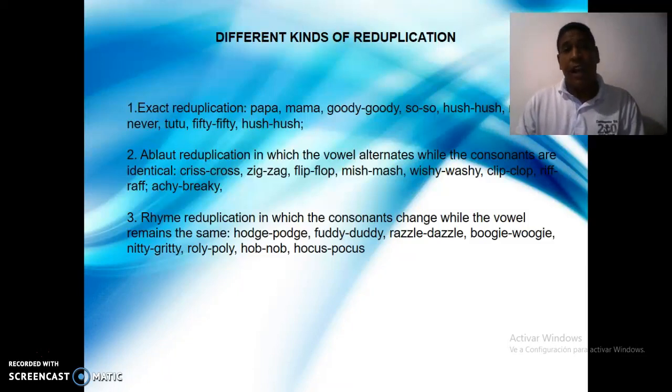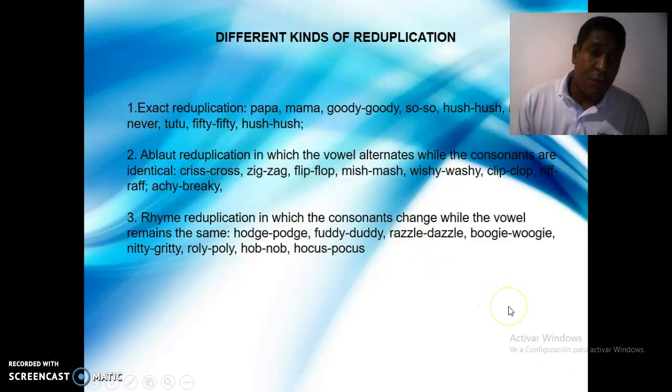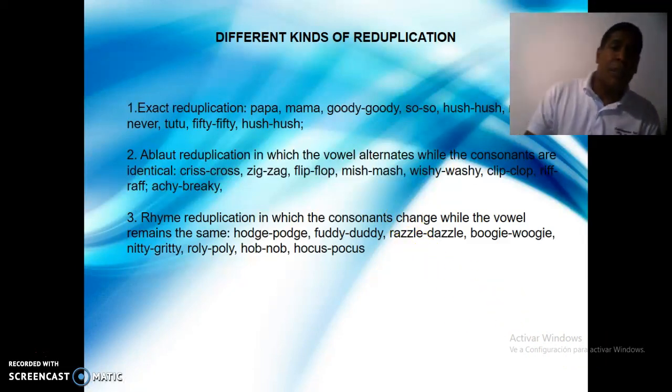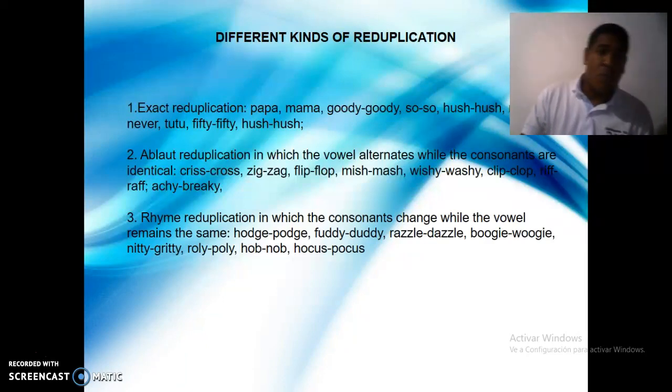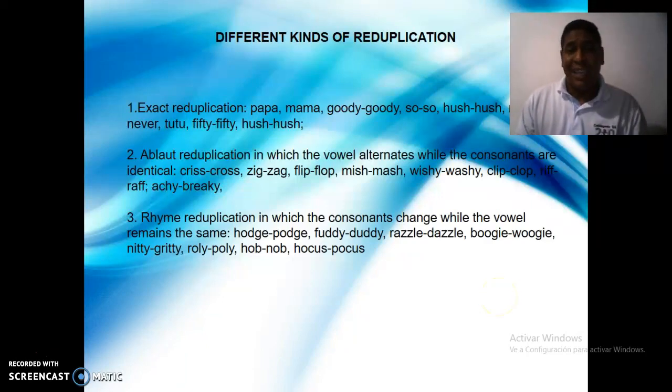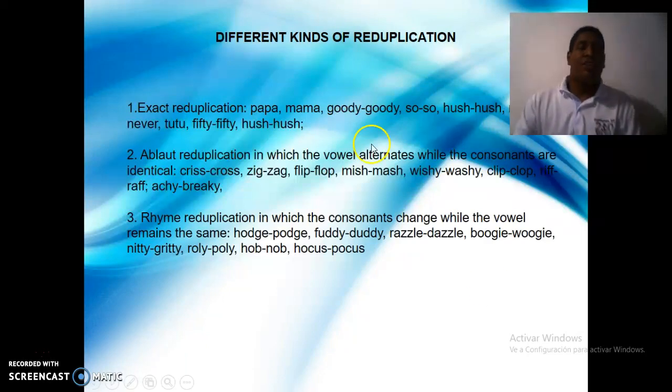Reduplication has different kinds. Here we have three of them. The first one is exact reduplication, the second one is ablaut reduplication, and the third one is rhyme reduplication. For exact reduplication, we can see some examples like papa, mama, goody-goody, hush-hush, never-never. While for the second one, ablaut reduplication, the vowel alternates while the consonants are identical.